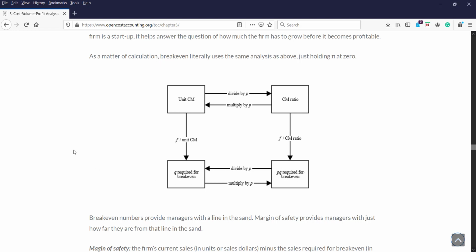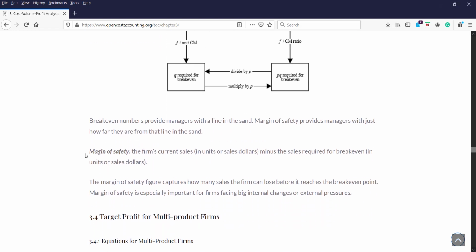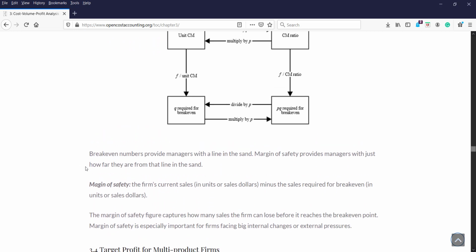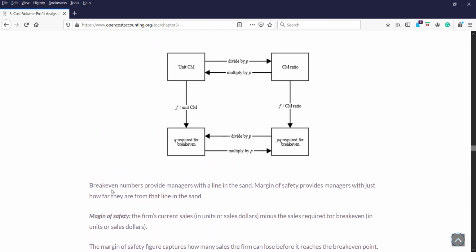So very important analysis. Like I said, first step for maximizing your profit for your business is to keep your business in business. We have a term here, margin of safety. So margin of safety is how far away from this break-even point you are. And this could be either in units, how far away from Q are you in terms of how many units you're selling, or it could be in dollars. How far away is your total revenue from the PQ required for break-even?